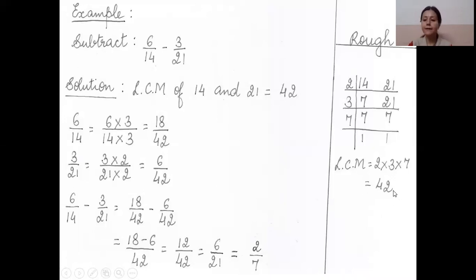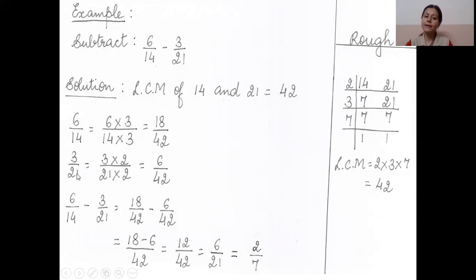Now what is your next step? You will make the denominator equal to the LCM. 6 upon 14. What is the denominator? 14. What is your LCM? 42. Now 14 into 3 is equal to 42. 14 threes are 42. The number with which we multiply the denominator, the same number you will multiply the numerator also, children. 14 threes are 42. So multiply 6 also with 3. 6 threes is 18. So 6 upon 14 is equal to 18 upon 42.